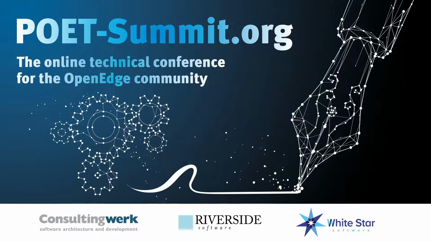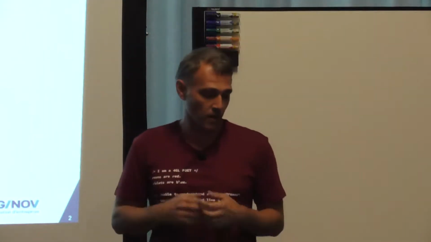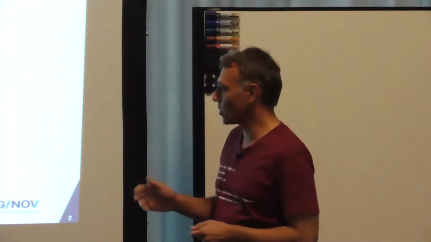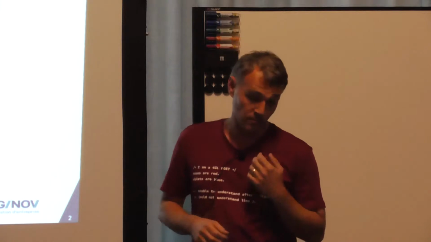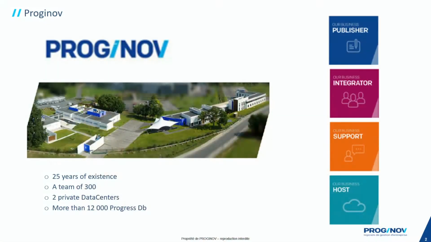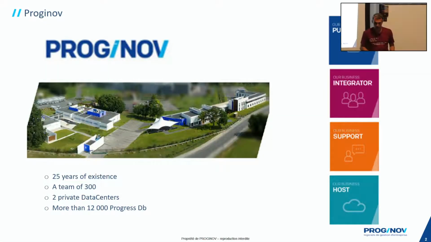So we start. We are here to speak about mass data purges. So, Proginov, my company. We are a publisher, integrator. We do our own support. We have 2 data centers, and we are managing more than 13,000 OpenEdge databases in production right now. I think it's the same number in test and pre-production.